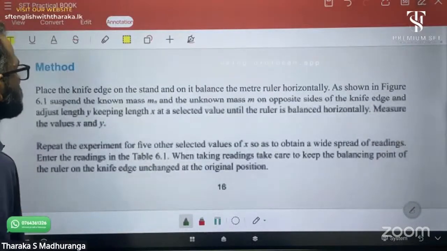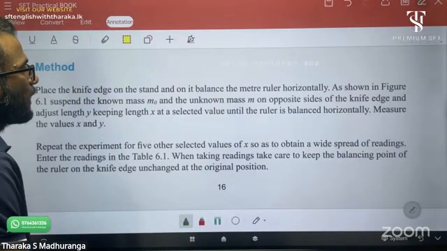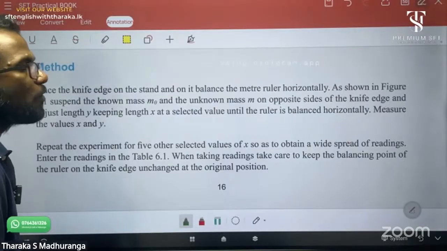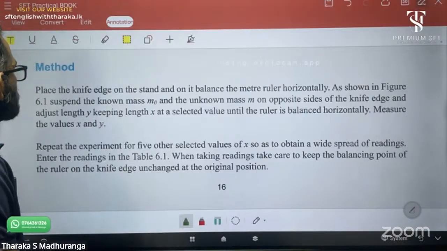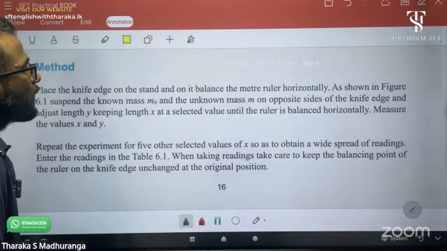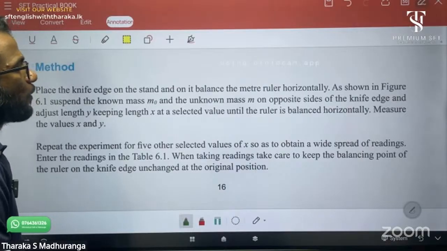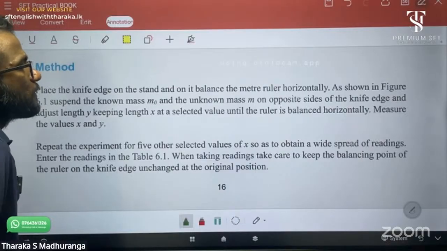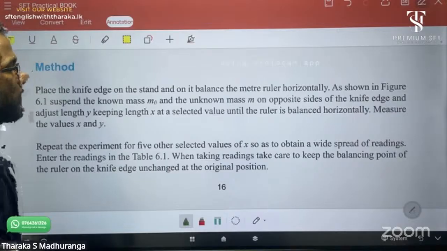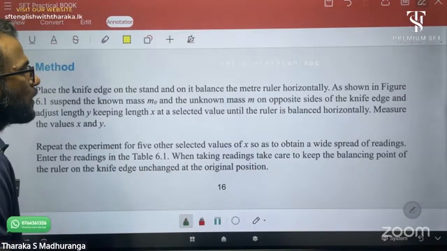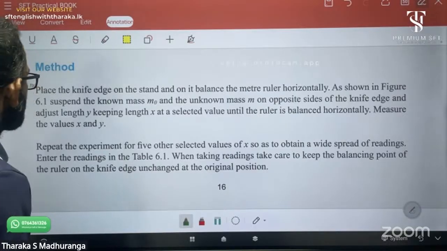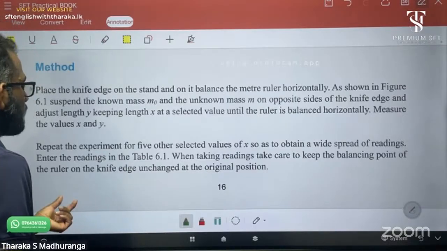Using the Tantina method, place a knife edge on the stand and balance the meter ruler horizontally. That's the first step, right? As shown in the figure, place a known mass m naught and an unknown mass m on opposite sides of the knife edge, and adjust the length y, keeping length x at a selected value, until the rule balances horizontally. Measure the x and y values.